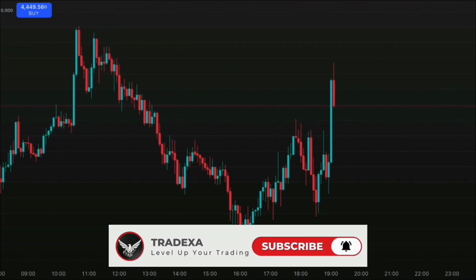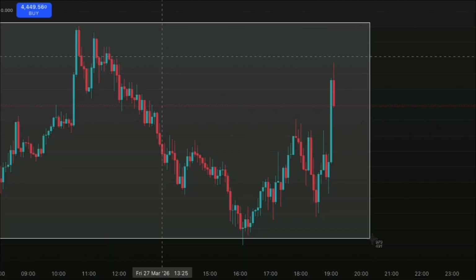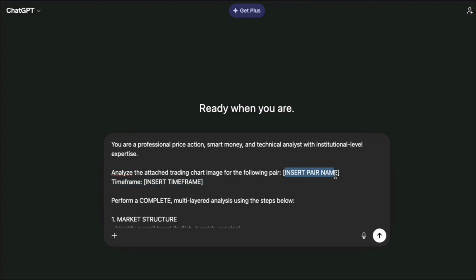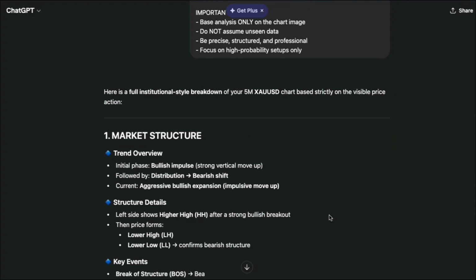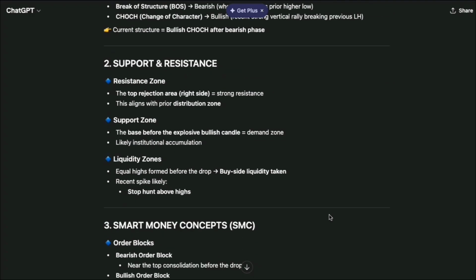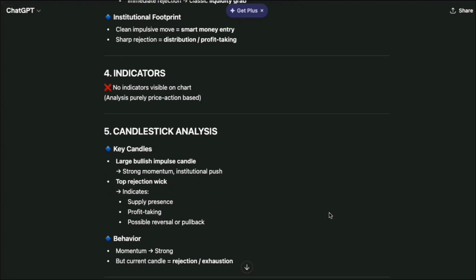Let's go with gold. Same process, take a screenshot of the chart, go to ChatGPT, paste the prompt, insert the pair XAUUSD and your time frame, attach the image, and hit enter. Again, it gives a full breakdown, smart money zones, liquidity, structure, everything mapped out clearly, along with trade setups.